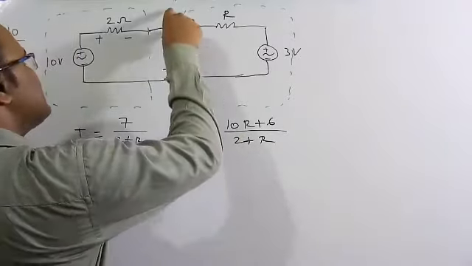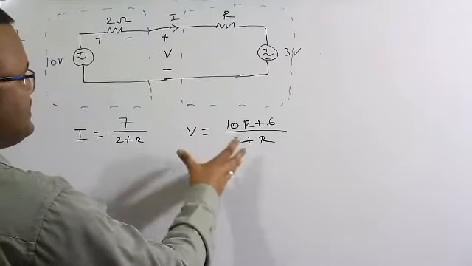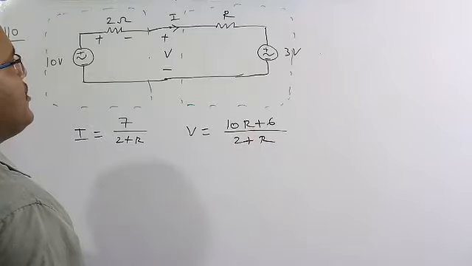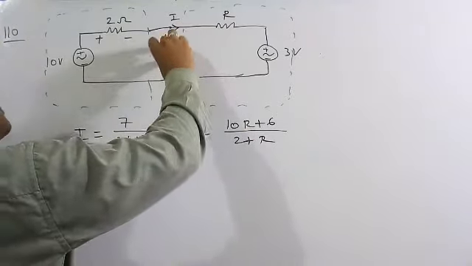So we have made this voltage and this current in terms of R. The power transferred from circuit A to circuit B is equal to voltage into current, right?